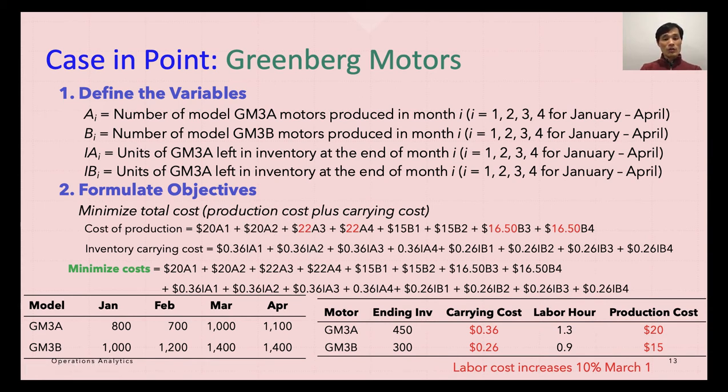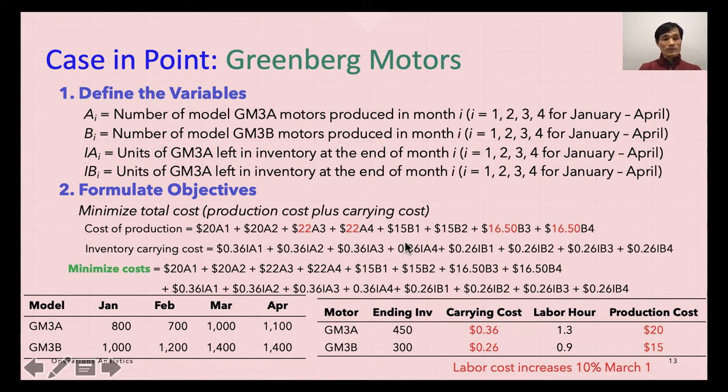And then we see that labor costs will increase 10% from March 1st. So 10% of production cost is $22. So from March, it's not just 20 times A3, but 22 times A3, because labor cost increased 10% at that time. And then the same thing in April, 22 times A4. This is going to be the production cost for the GM3A motor.